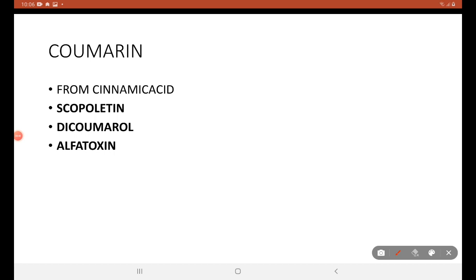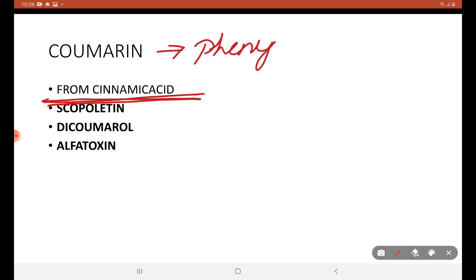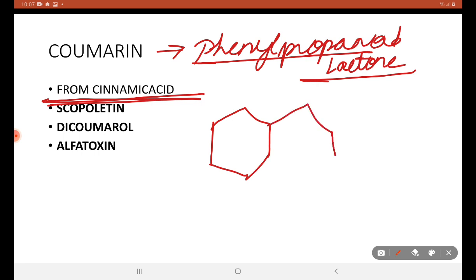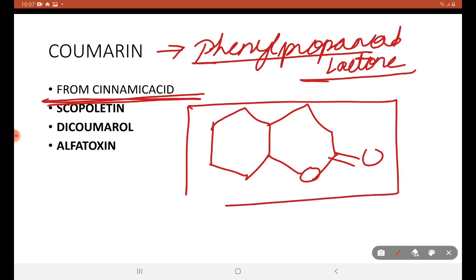Coumarin from cinnamic acid. Phenyl propanoid lactone, it is called. It belongs to the family of phenyl propanoid lactone. Phenyl propanoid is 9 carbon. So, phenyl propanoid lactone. This is the structure of coumarin, phenyl propanoid lactone.